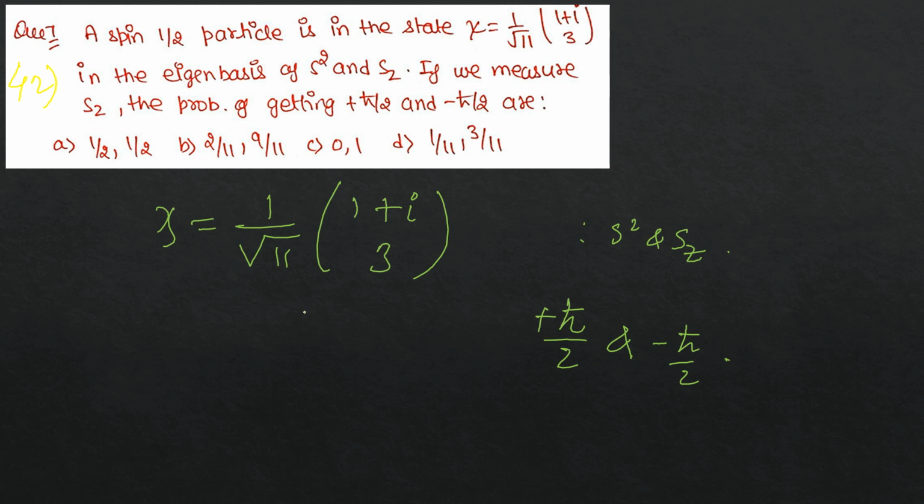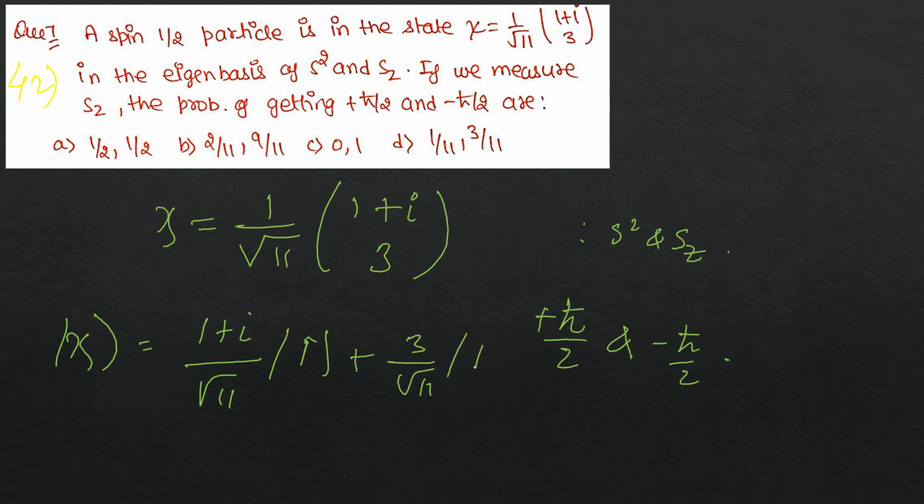So chi is equal to 1 by root 11, (1 plus i) and 3. So I can write chi as (1 plus i) by root 11 up plus 3 by root 11 down. Can I write like that? Because up is, we know, up is 1 0, down is 0 1. So if I put it here, you will get this much only.